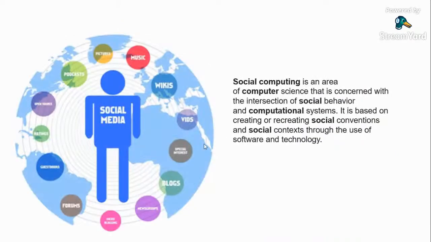So social computing is an area of computer technology, computer engineering, computer science, that is connected with people. It is concerned with the intersection of social behavior. Social means, for ages, humans are, as I used to study civics in school, with history and social sciences, social animals. Humans are social entities.